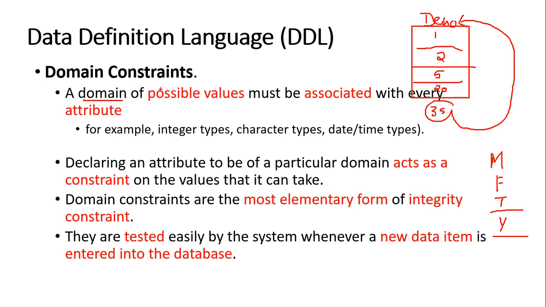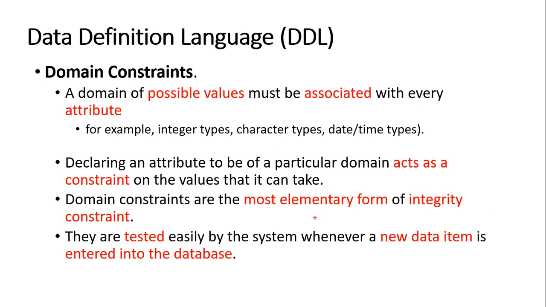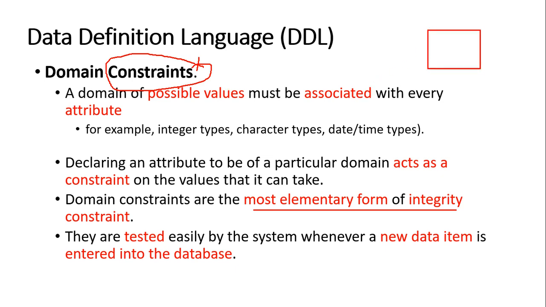Okay, so let's continue. Domain constraints are the most elementary form of constraint that you are using. They are tested by the system whenever you enter a new value. Whenever you either modify a value or enter a value, the system will always check whether it belongs to the domain. And if there is a domain constraint, it will validate it. If the value that you are adding violates the constraint put on the domain, the system will not accept it. So that's a very, very important thing.